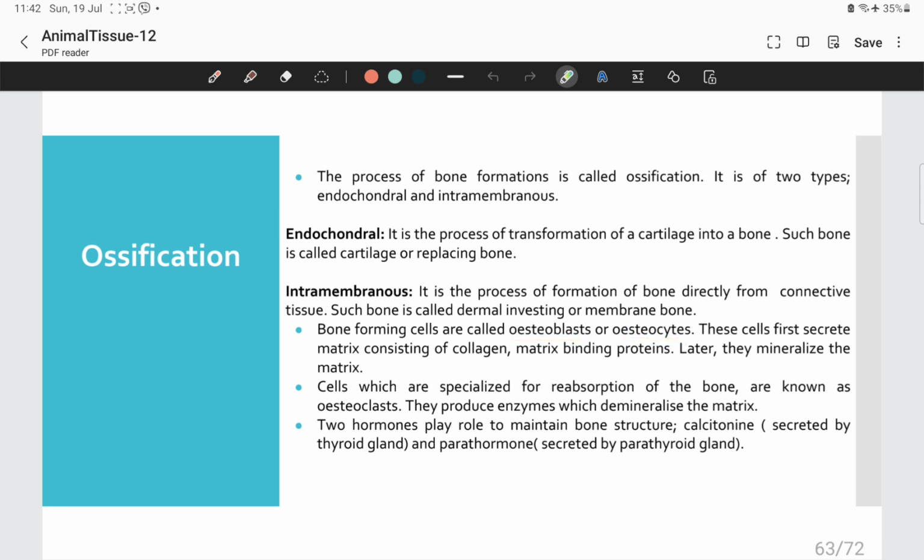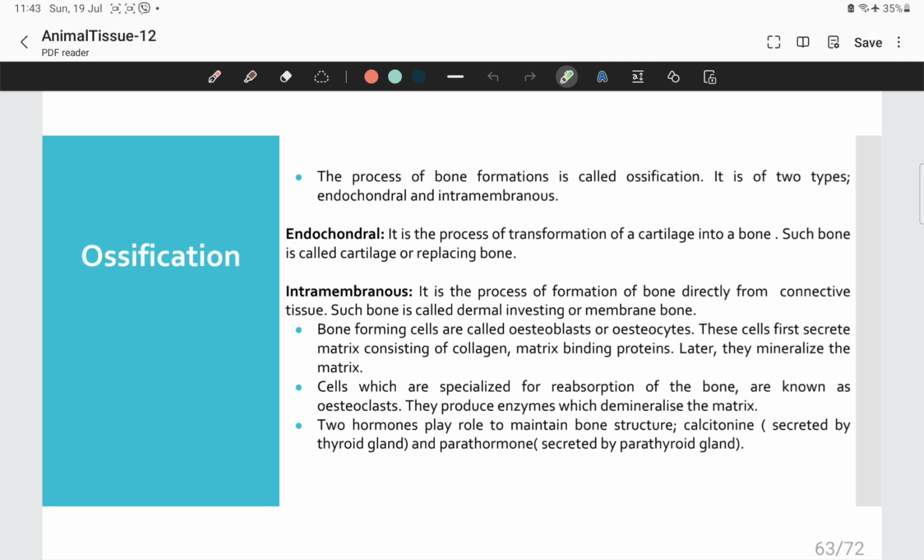These cells will first secrete matrix, which is made up of collagen, and then there will be the presence of protein. Later on, it will be deposited with minerals made up of calcium and phosphorus. And cells which are present in the ossification process are known as osteoclasts in general, and these cells produce enzymes which will remove the minerals from the matrix.